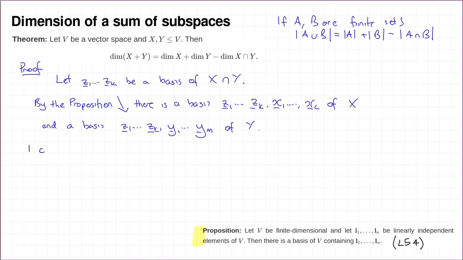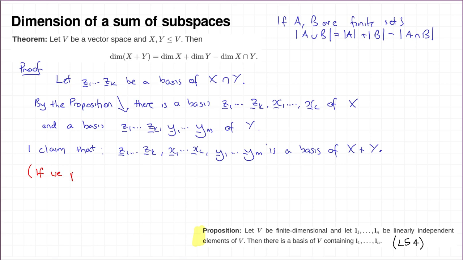Now I claim that the following thing is a basis of X plus Y. So I claim that the sequence Z1 up to ZK, then X1 up to XL, then Y1 up to YM is a basis of X plus Y. If I've proved this, and I'm going to prove it in a moment, but let's just see why I want this to be true.